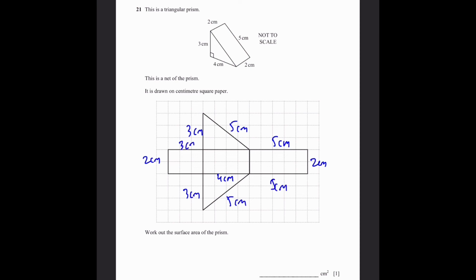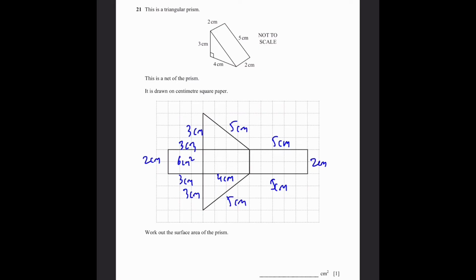And this is also 3 centimeters. It joins up with this side when you fold it. This one, by joining with the diagonal, I mean joining with this side. Now the surface area, we can find it by just finding the area of these separate components.